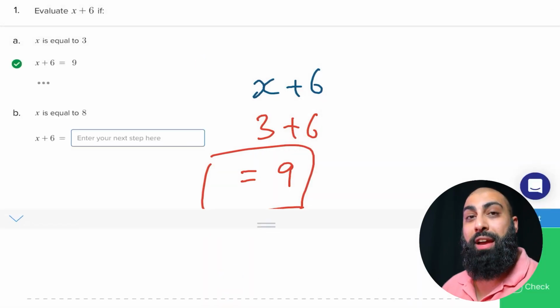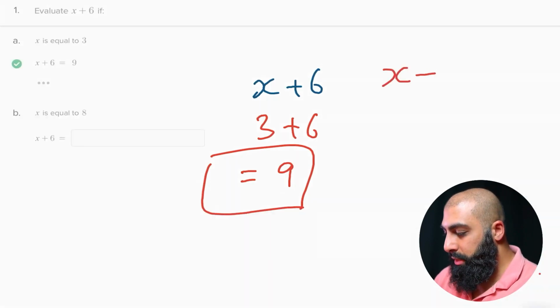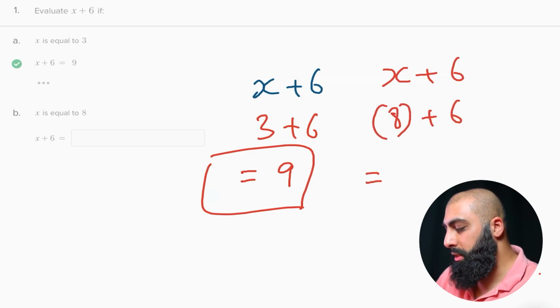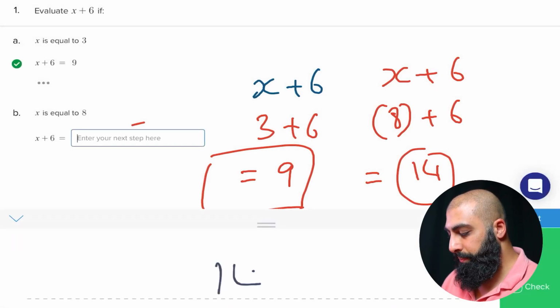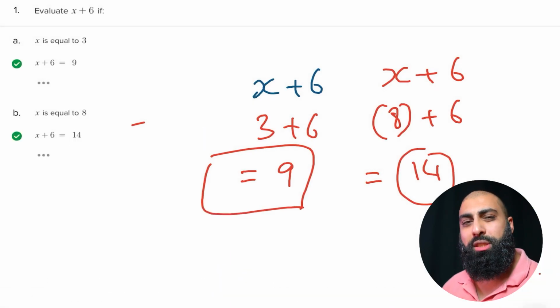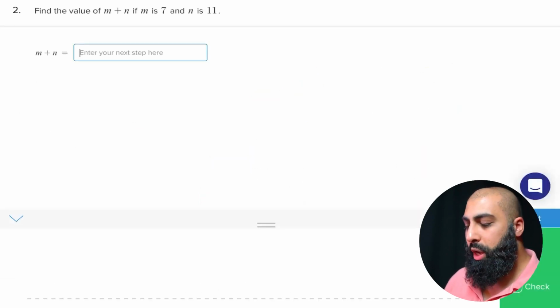Okay, part B says evaluate if x is equal to 8. So what we're going to do here is say x plus 6, x is 8. So we're doing 8 plus 6, and the answer to this is 14. So we're just going to put into here 14. So very simple. We're just substituting whatever value they've given us to solve the equation or evaluate the equation.